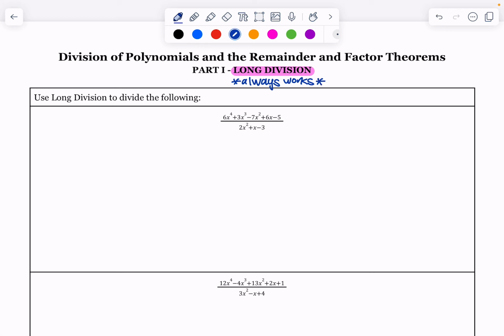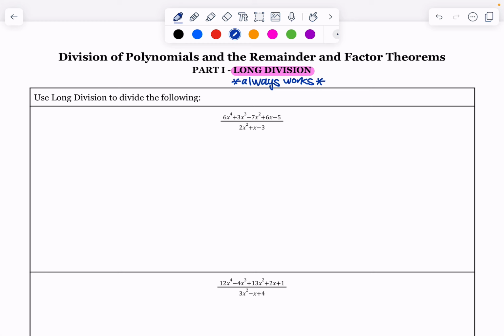This is a very tedious way to divide polynomials. However, it does always work, whereas in part two, there's going to be a very fast way to divide polynomials, but there's going to be some stipulations on part two. All right, it says use long division to divide the following.